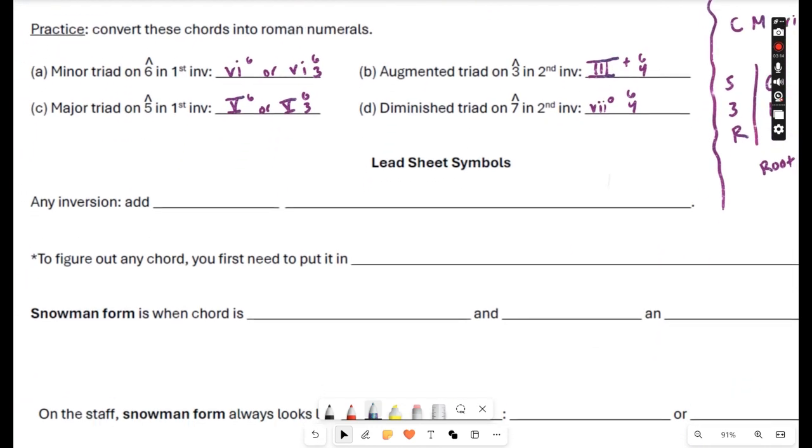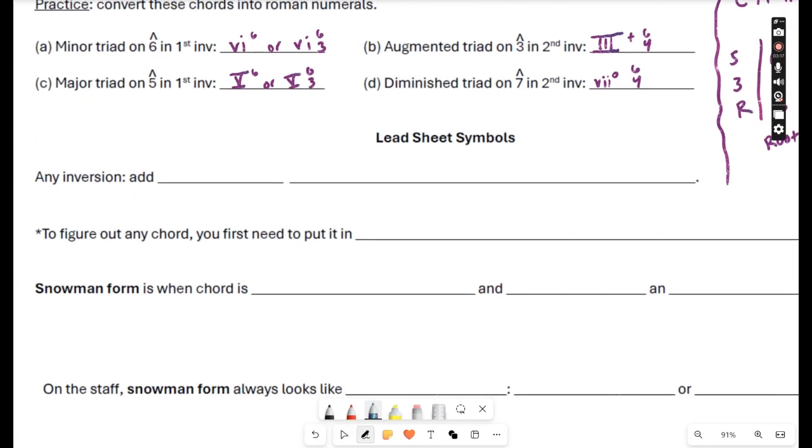Now, for lead sheet symbols, it's even easier because you don't have to figure out which note is on the bottom. Is it the third or the fifth? If it's the third on the bottom, is it first or whatever? You don't even have to know which inversion it is. You only have to know that the root is not on the bottom. The chord is not in root position. So for any inversion, it doesn't matter if it's first or second or third inversion or whatever, you just add a slash, and then you add the note that's on the bottom.